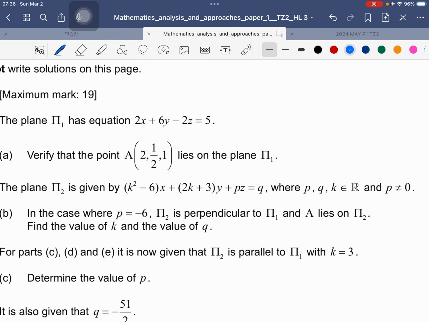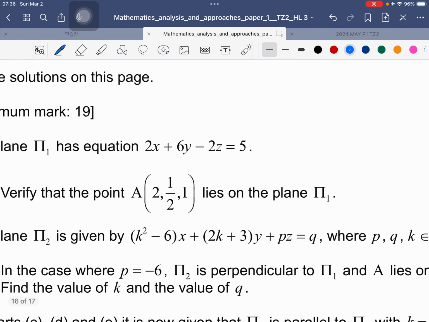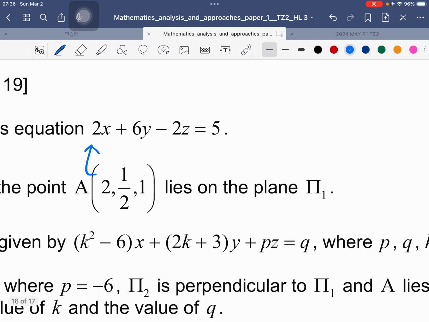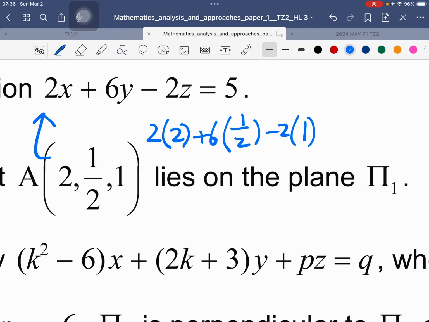To verify this point lies on plane pi 1, you can just put this coordinate into the equation and make sure it works. So if you put it in the equation, 2 times 2 plus 6 times the y coordinate, which is 1 over 2, minus 2 times the z coordinate, which is 1, equals 4 plus 3 minus 2, which equals 5. So this is true.